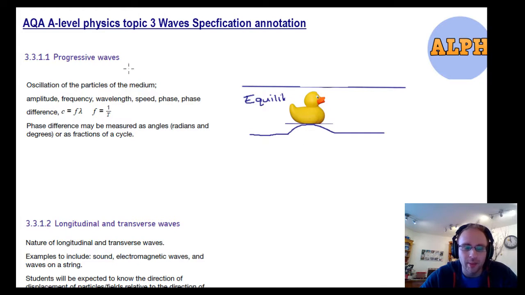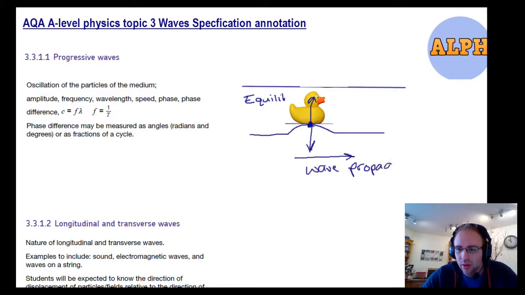Now, what we need to remember is my duck moves up and down, but nowhere else. The wave travels. The name for the way a wave moves is propagating. So we'll talk about wave propagation. So to the right is the direction of wave propagation if my displacement is moving that way.